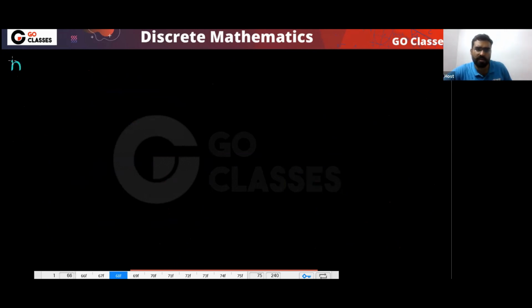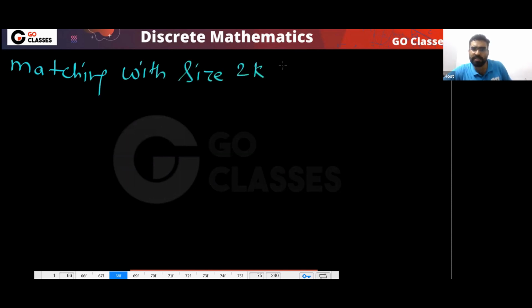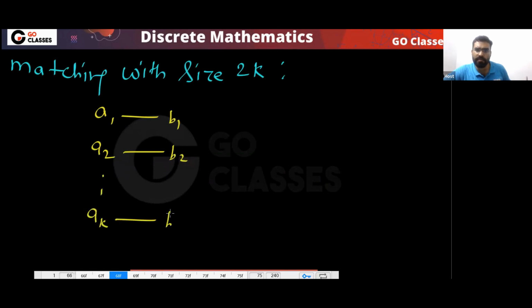Is this clear? So similarly, let's assume you have a matching with size 2k. For example, this is your matching: a1 b1, a2 b2, and so on, ak bk. So let's assume this is your matching.